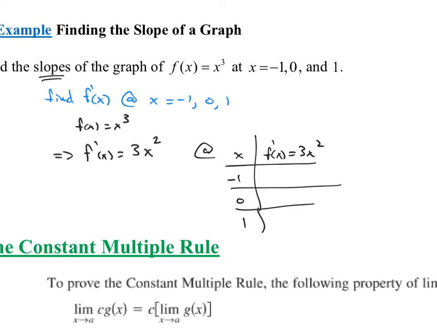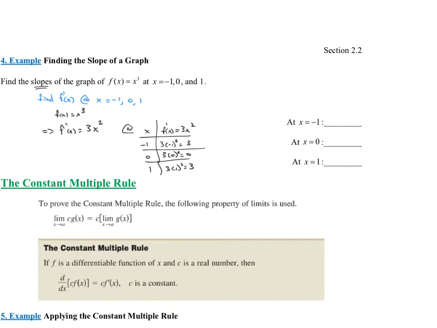Okay. So what would we have? Well, we'd have 3 times -1 squared. That would be 3. At 0, we'd have 3 times 0 squared, which would be 0. And 3 times 1 squared, which would be 3 as well. So what's the slope of the graph at those 3 points? When x equals -1, the answer is 3. When x equals 0, the answer is 0. And when x equals 1, the answer is 3. That's the slope of the line at those individual points.